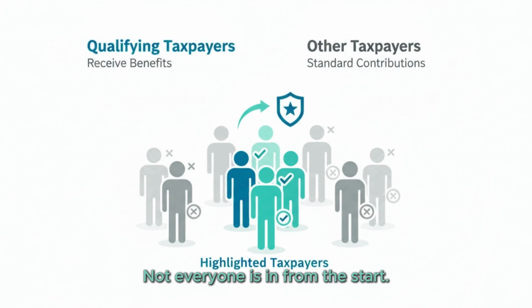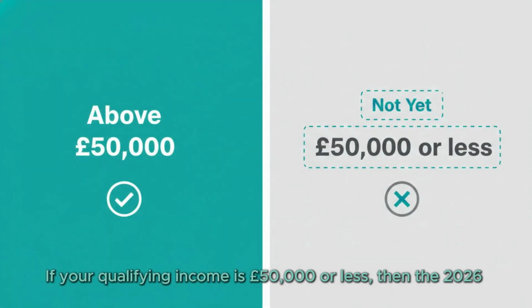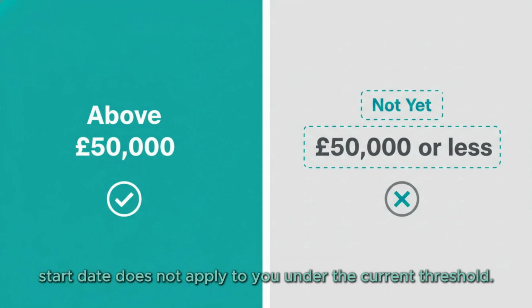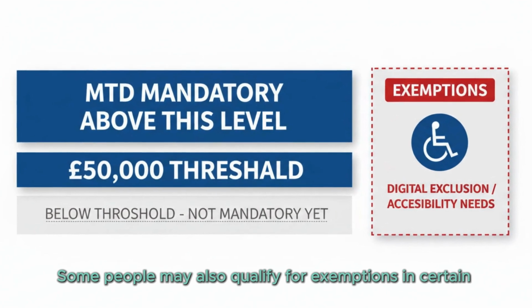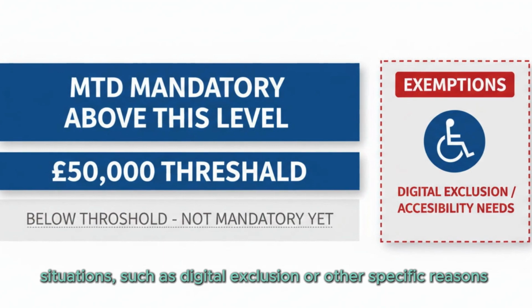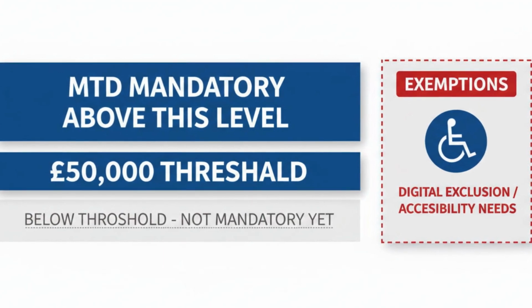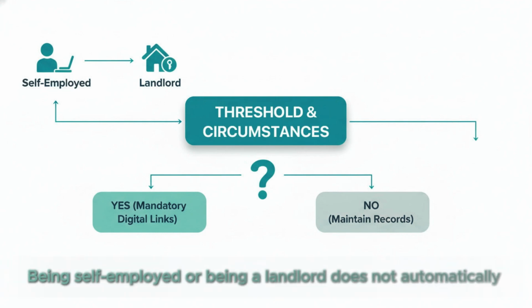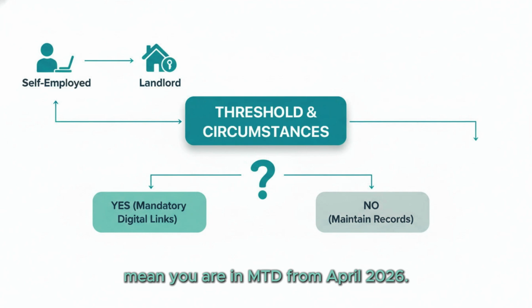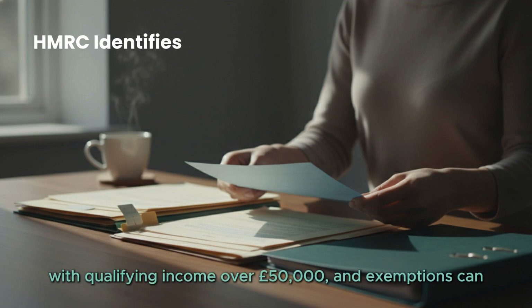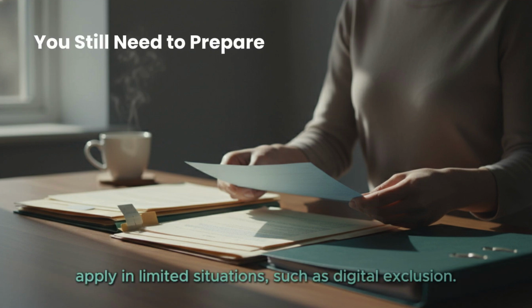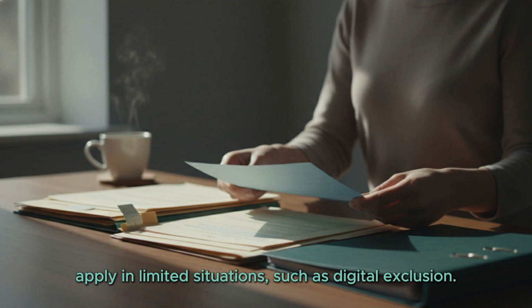Not everyone is in from the start. If your qualifying income is £50,000 or less, then the 2026 start date does not apply to you under the current threshold. Some people may also qualify for exemptions in certain situations, such as digital exclusion or other specific reasons accepted by HMRC. So the key point is this: being self-employed or being a landlord does not automatically mean you are in MTD from April 2026. The threshold and your circumstances matter. HMRC's current rules say the first mandatory group is those with qualifying income over £50,000, and exemptions can apply in limited situations, such as digital exclusion.